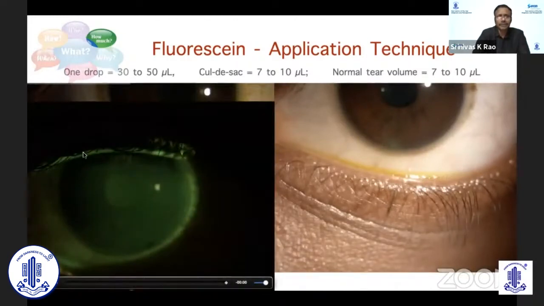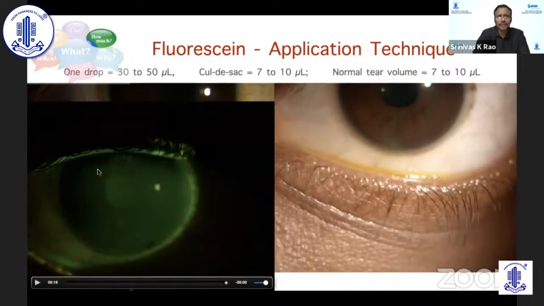So what happens when we do these two methods? You can see the fluorescence in the first method in the tear meniscus, but you can also see a lot of fluorescein in the tear film. And it's not difficult to imagine that if you had subtle staining on the corneal surface, this fluorescence in the tear film would hide it or mask it.